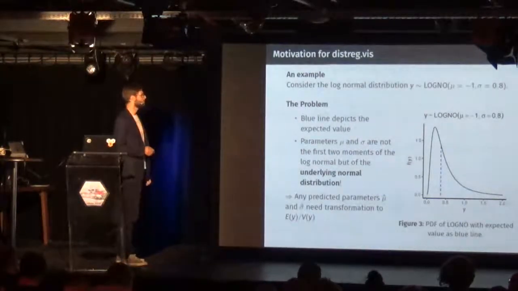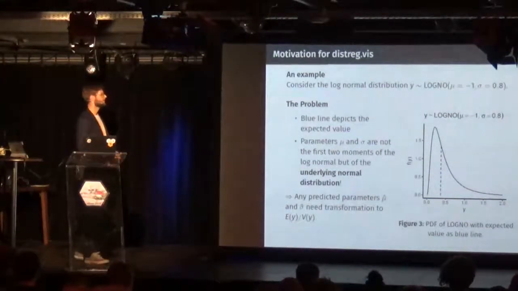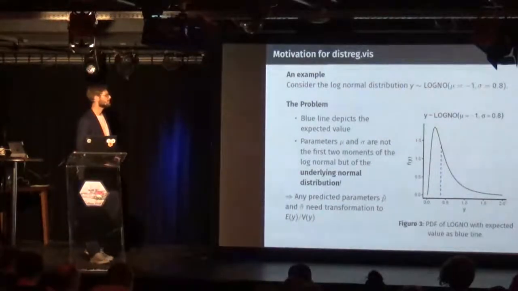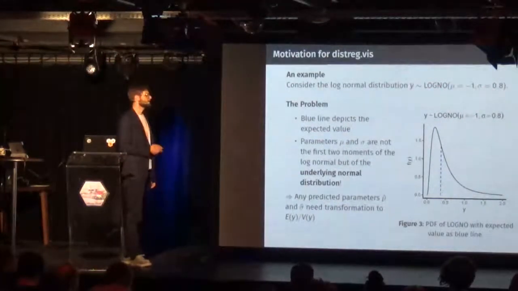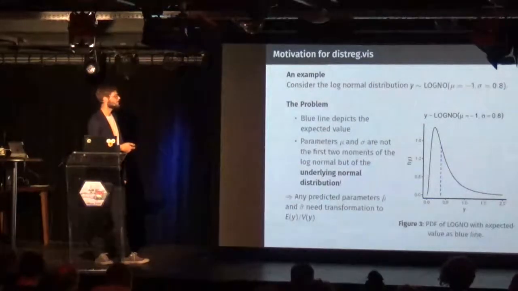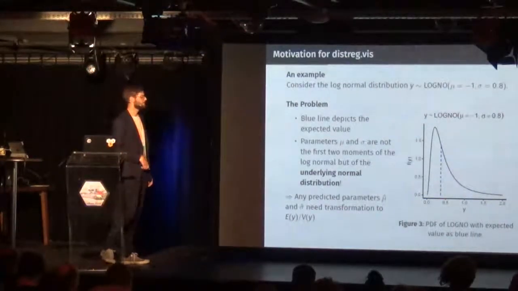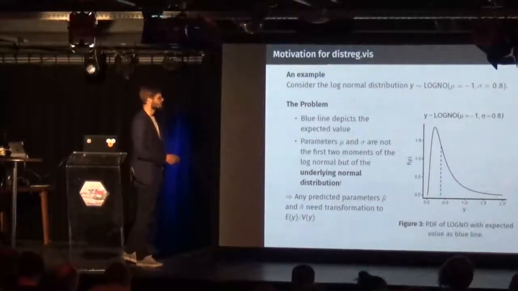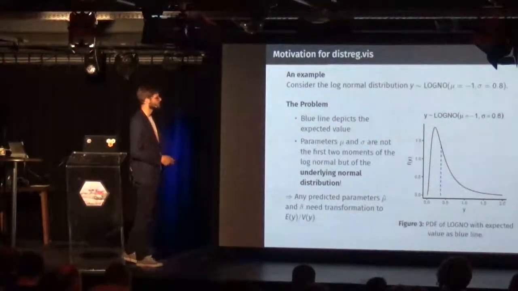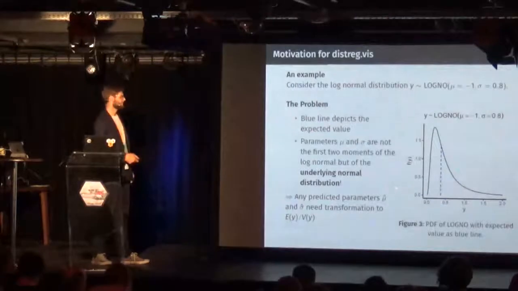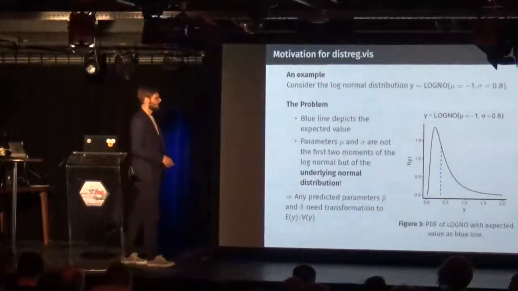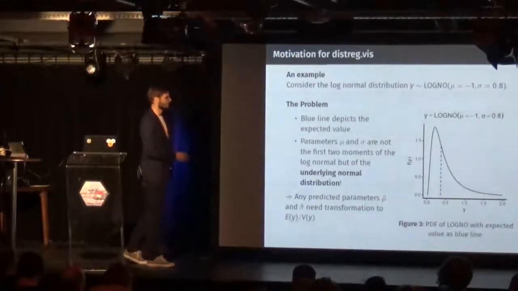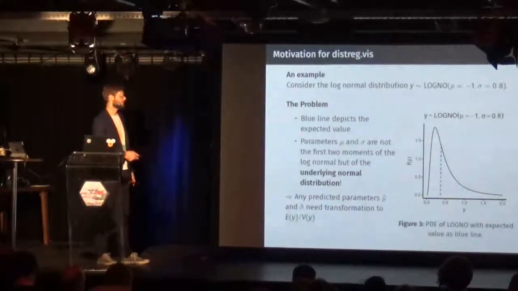So let me give you a more thorough example. Let's consider the log normal distribution, which has two parameters, the mu and the sigma. Let's consider one with a mu of -1 and a sigma of 0.8. If you have a look at the actual probability distribution function, you can see that it starts around 0, and I cut it off at around 2. What I have done in this plot is draw a line over the expected value for this distribution.